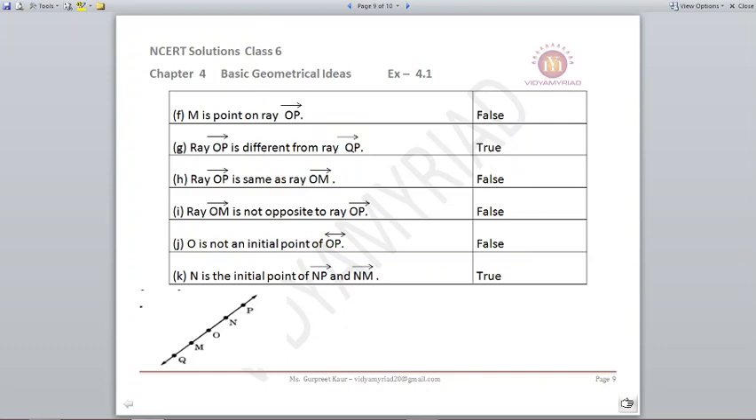Ray OM is not opposite to ray OP. OM, if you see going downwards, it is not opposite to OP. It's a false statement. O is not an initial point of OP. It's false. It is an initial point. OP starting is O. N is the initial point of NP and NM. It's totally a correct statement.